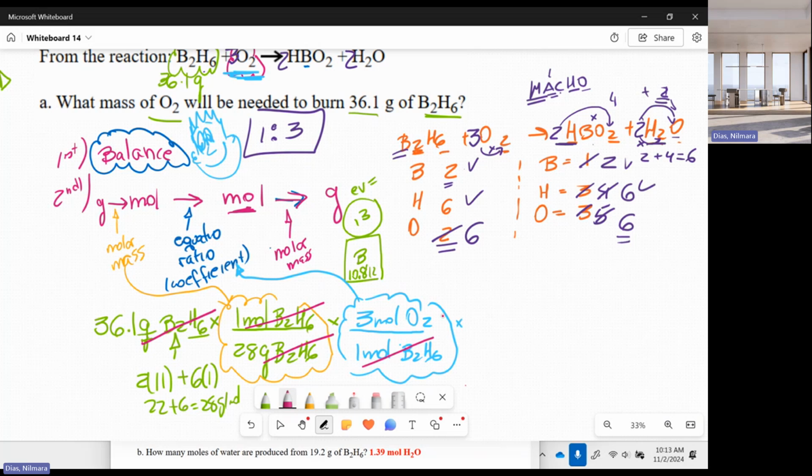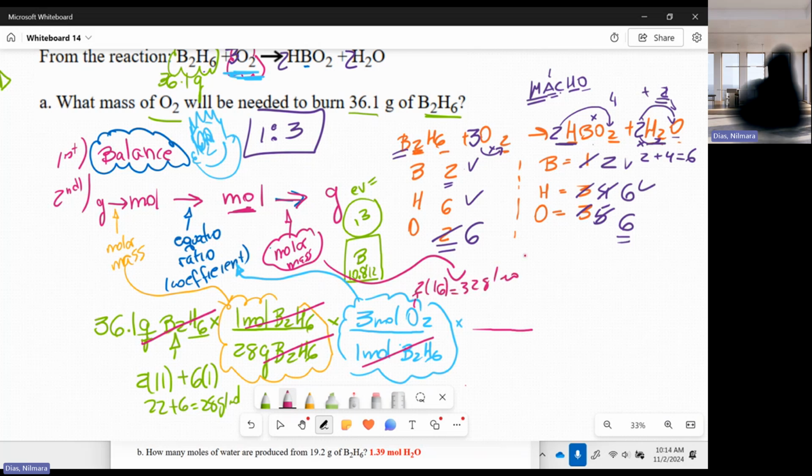But this is not what the problem is asking me. The problem asked me to find the mass of oxygen. So now I need the molar mass of oxygen, which is 2 times 16, so 32 grams per mole. So I have 32 grams of oxygen per mole of oxygen. So we cut off the units, and you're going to do the math.